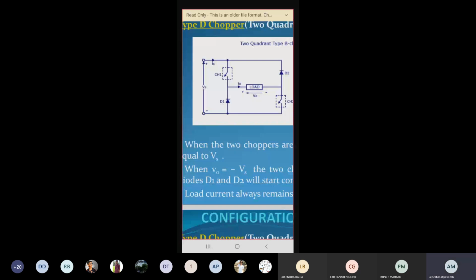The process is the same, only the time duration is changed. Here the T on time period is greater than the T off time period, and in this one the T on time period is lesser than the T off time period. So today we discussed the configurations of chopper: type A chopper, type B chopper, type C chopper, type D chopper, and the last one is the type E chopper. The type E chopper is also known as the 4-quadrant chopper.